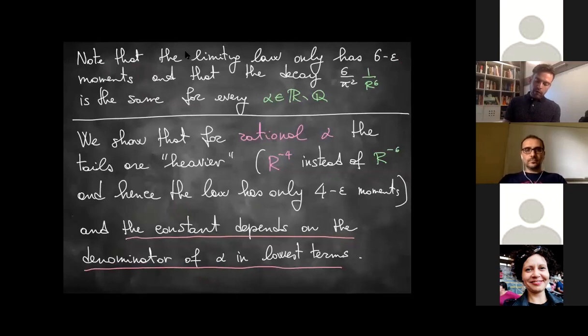So for rational alpha, something interesting happens because the tail is still heavy, but is heavier. So instead of decaying like 1 over r to the 6, it will decay like 1 over r to the 4. And remember, the constant in the case of decay r to the 6 was universal. Now the constant that's going to be in front of my r to the minus 4 will actually depend on the rational alpha. And so not only do we have heavier tails, but somehow there is a very sensitive behavior depending on what the rational number alpha is. And we'll see that there's going to be a dynamical interpretation of these constants.